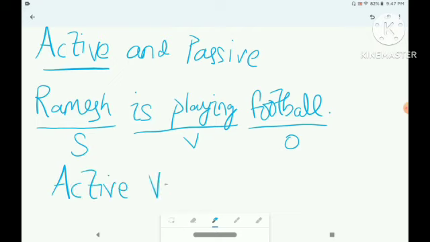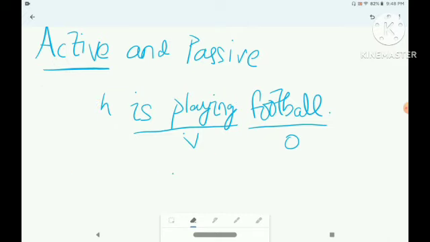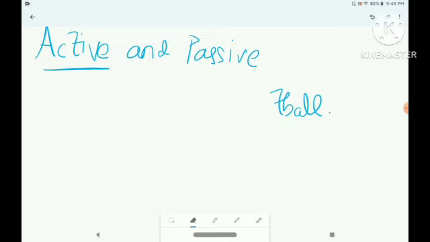Active voice: when the person or thing denoted by the subject is the doer of the action, means the subject is the doer of the verb. Means we can learn in simple words what is active voice: when the verb denoted in the sentence is done by the subject, then we can say that the sentence is in active voice. Now what is passive voice?